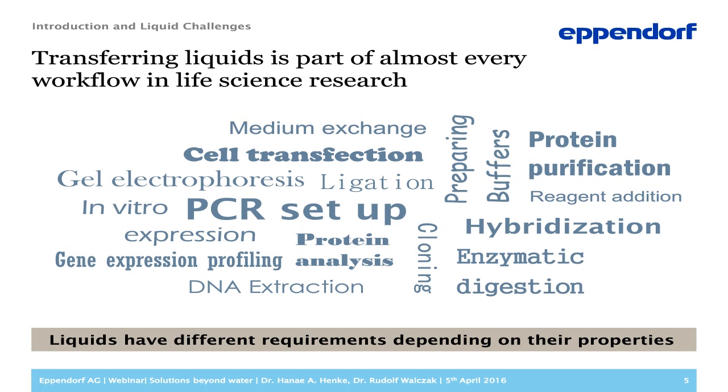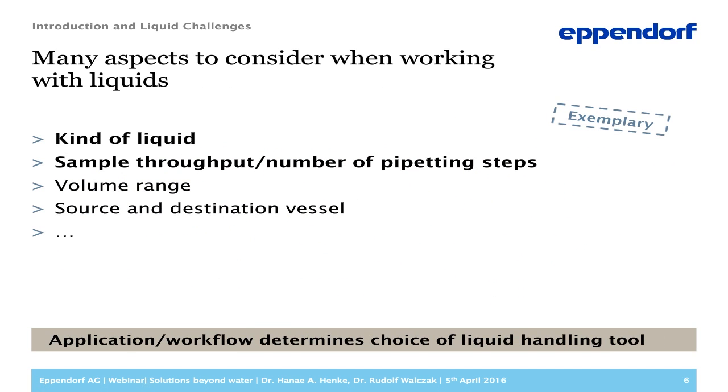And when we work with liquids or solutions, there are many things to consider. Usually we don't think too much about this in depth, but we want to create some awareness for some of the major points also for you. So the major aspects for choosing the right tools for working with liquids are, of course, what is the liquid, the kind of liquid that you work with. And another very important one is what's your sample throughput? How much pipetting do you do? How many samples do you have? And how complicated is the kind of work you actually do?